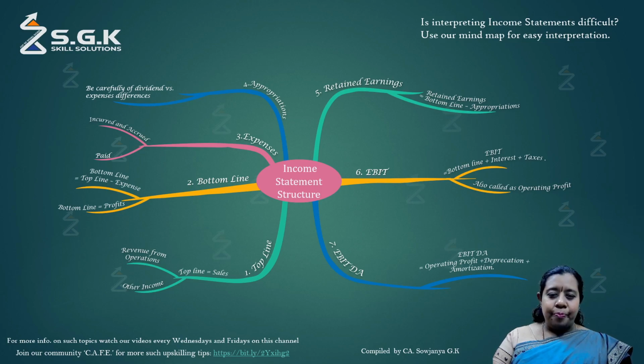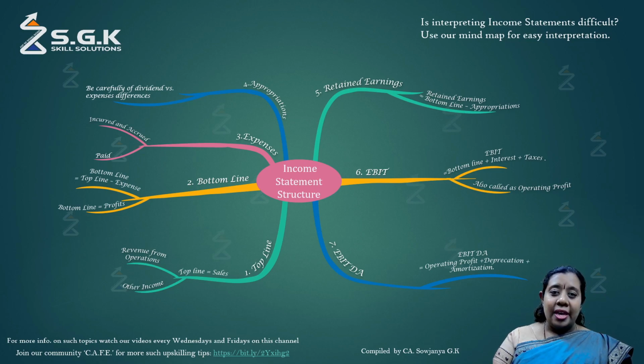To take a quick recap, the income statement is understood to contain revenues minus expenses equals profits. Revenues are called the top line and profits are called the bottom line. From the profits, we have appropriations which help us to arrive at retained earnings. These retained earnings are presented in the balance sheet along with the shareholders' capital. Together with shareholders' capital, these retained earnings are called net worth or equity shareholders' funds.